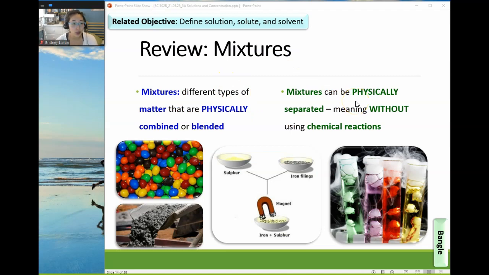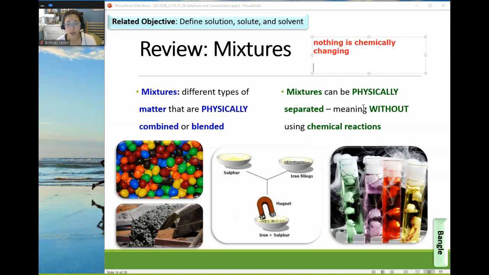All right, so let's review mixtures. This is all the way back from unit number 1. Remember that mixtures are when we have different types of matter that are physically combined or blended. Remember, any time we're talking about physical stuff, this means that chemicals are not changing, right? So nothing is chemically changing into different chemicals, right?